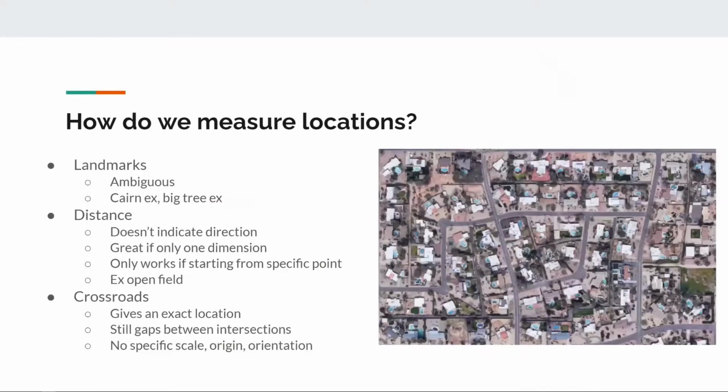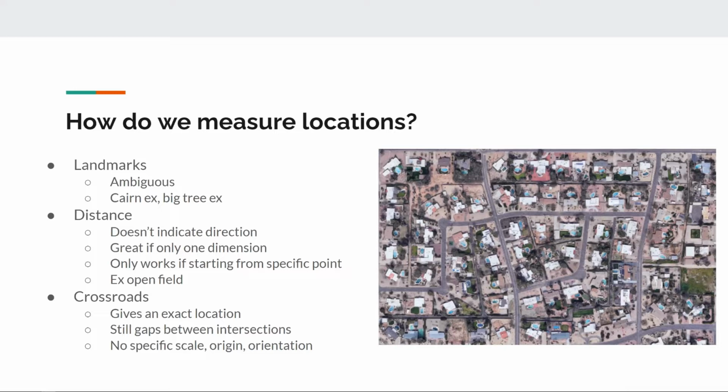So let's get started, starting with the absolute basics: how do we measure locations? For example, let's pretend we're trying to give someone directions to our house. Smartphones and GPS don't exist. So how are we going to have them navigate to our location? Well, if we just tell them a couple landmarks, like maybe what our house looks like, that's going to be too ambiguous, especially in some of the cookie cutter neighborhoods we have here in Phoenix. You're going to see a lot of very similar looking locations, and it might not really stick out.